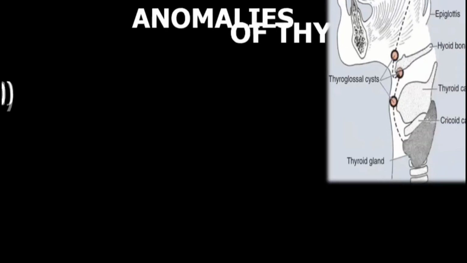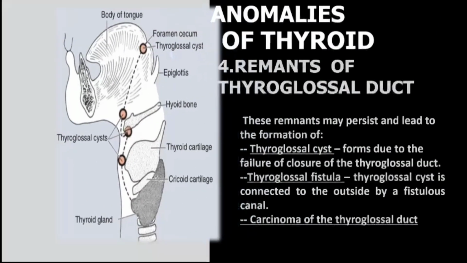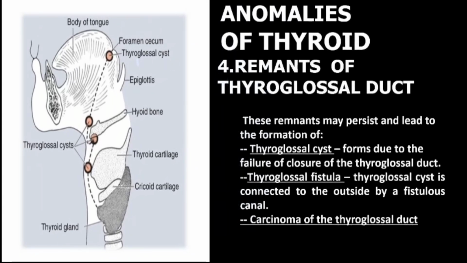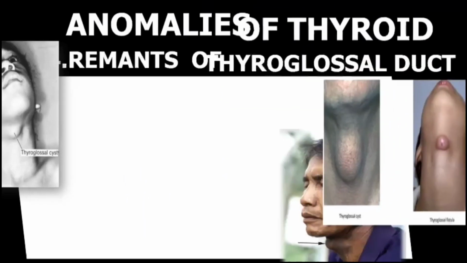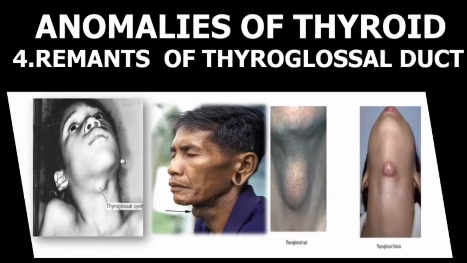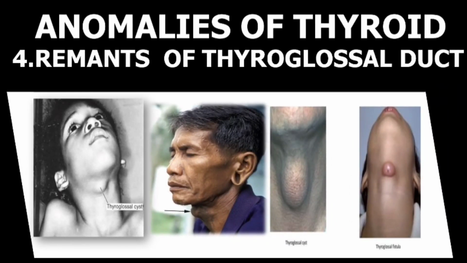Remnants of the thyroglossal duct. We know that thyroglossal duct is supposed to degenerate by the 10th week of development. Sometimes, this duct may persist and it leads to the formation of the thyroglossal cyst and thyroglossal fistula. Thyroglossal cyst is formed when there is failure in the closure of the thyroglossal duct, whereas sometimes the thyroglossal cyst is connected to the outside by a fistulous canal, so it is termed as thyroglossal fistula. We can also find some cases of carcinoma of the thyroglossal duct. These are the pictures representing the thyroglossal cyst, and this picture represents the thyroglossal fistula.